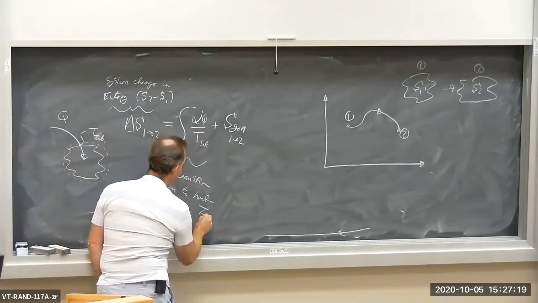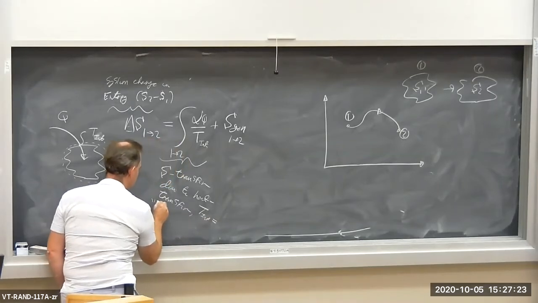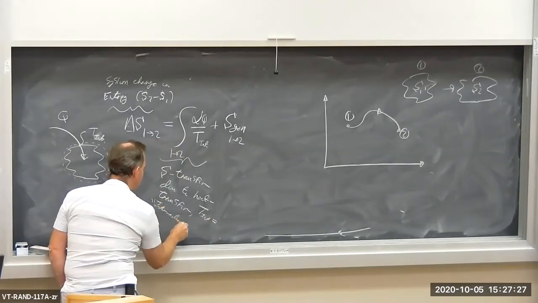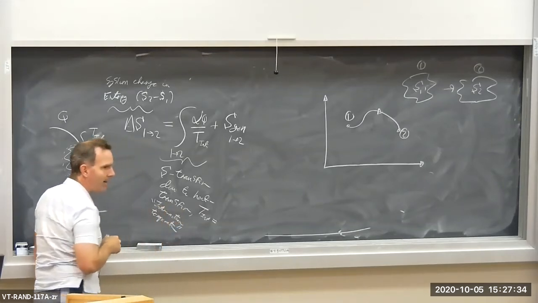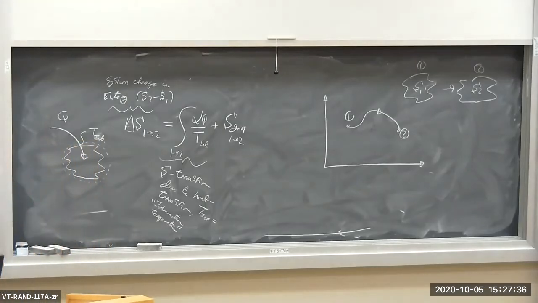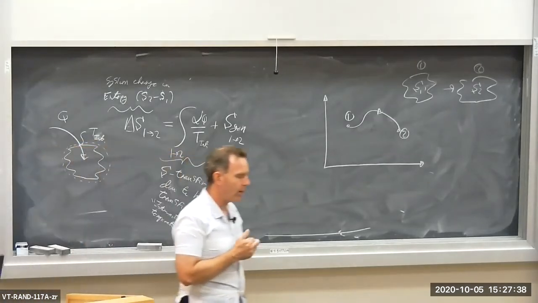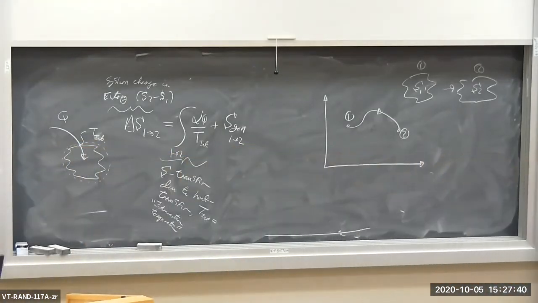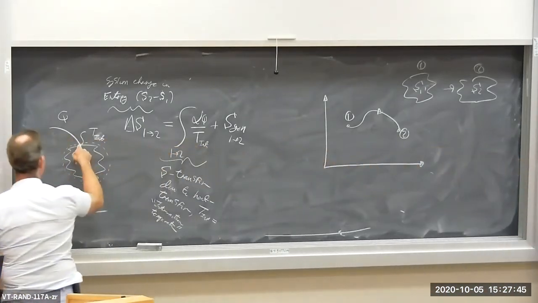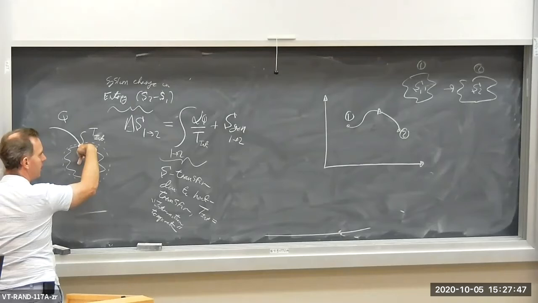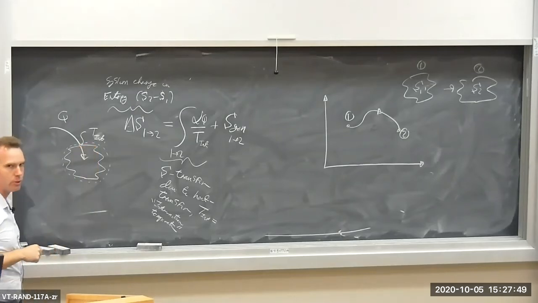So T int equals, quote, interaction temperature. Interaction temperature. So temperature at the location where the heat is being transferred into the system. You stick a thermometer right there on the system boundary where the heat flows in. That is your interaction temperature. Okay?